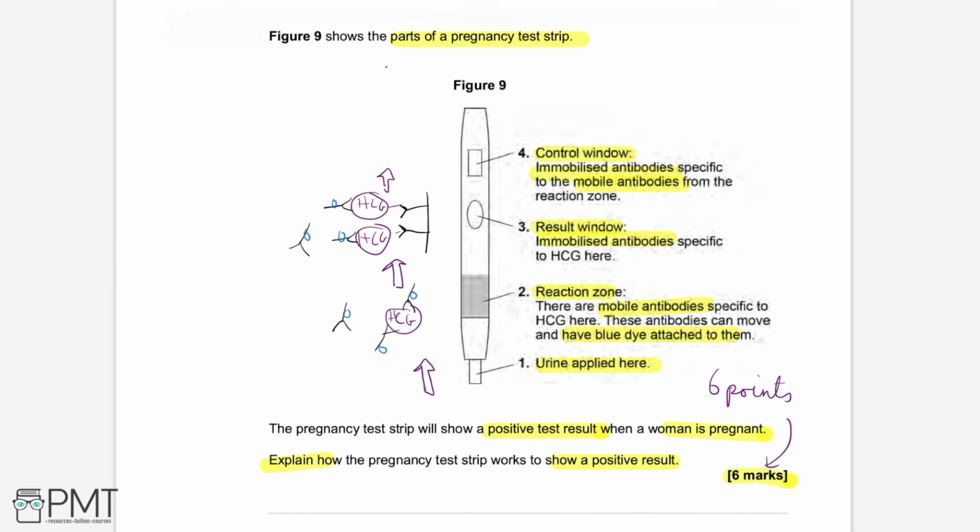There are more HCG antibodies than there are HCG molecules, so they will continue up the strip to the control window. Here, they bind to a line of immobile antibodies specific to the initial mobile antibodies. This, once again, creates a blue line.